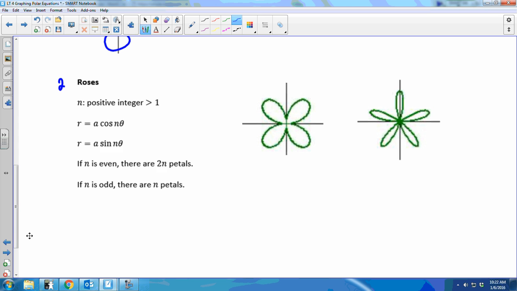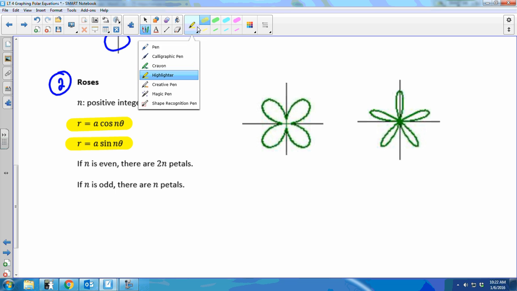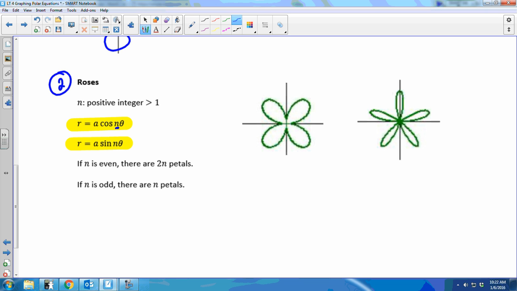You can have circles. You can have roses. Okay? For a rose, it looks very similar to the equation you had for a circle, except the theta is being multiplied by something. So that means your equation is going to say cosine of 4 theta, or sine of 7 theta, or cosine of 8 theta. All right, so it's going to be some number, some value in front of the theta.